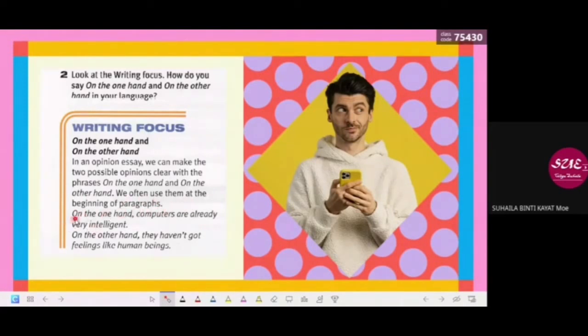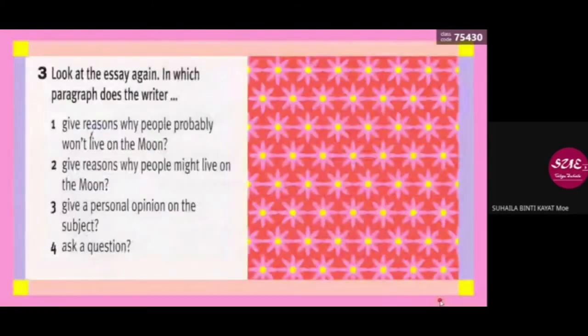Okay, contoh. On the one hand, computers are already very intelligent. Okay, satu pandangan kata computers are very intelligent. On the other hand, satu pandangan yang lain, they haven't got feelings like human beings. Okay, it's like macam satu positif, satu ialah negatif. Macam tu. Okay, right. Next.